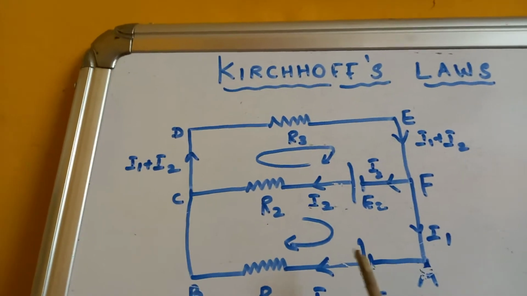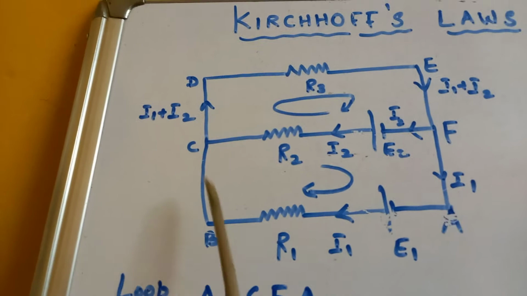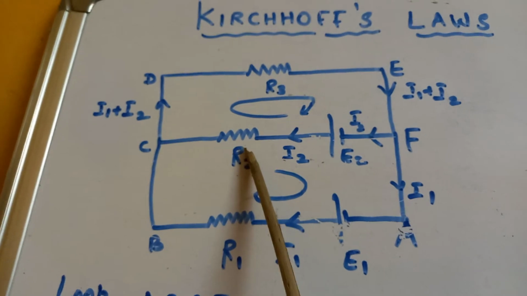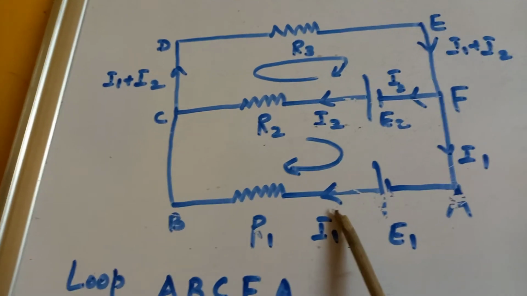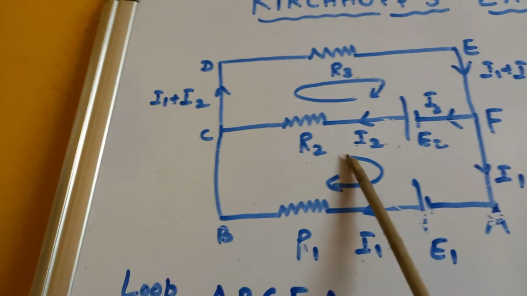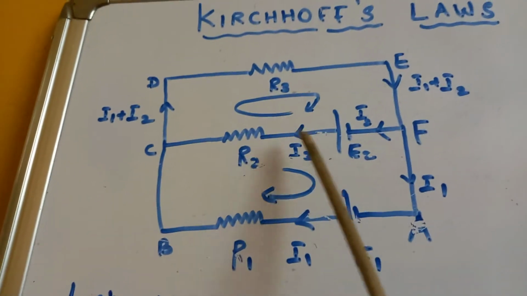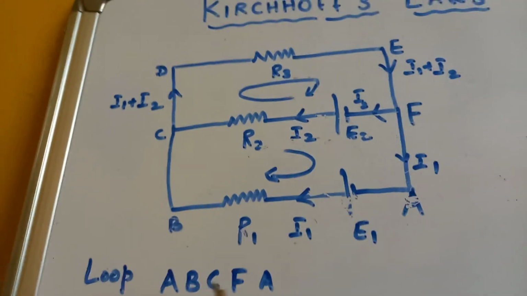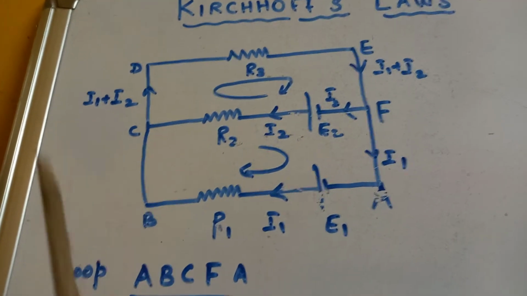Clear, children? In the first loop, A, B, C, F, A, how many resistors are coming? R1 is there, R2 is there. First of all, you have to see what current is flowing through each resistor. Through R1, I1 is flowing, so the product is I1 into R1. Through R2, the current flowing is I2, so it will be I2 into R2. Now you have to find out whether I1 R1 is positive or negative, and similarly whether I2 R2 is positive or negative.